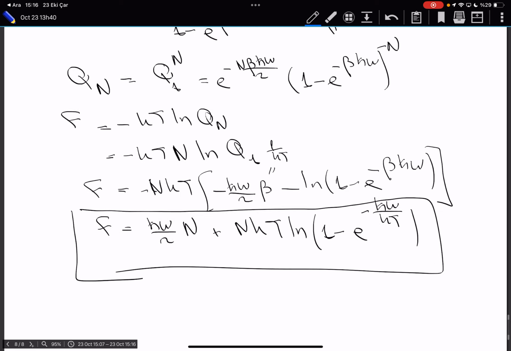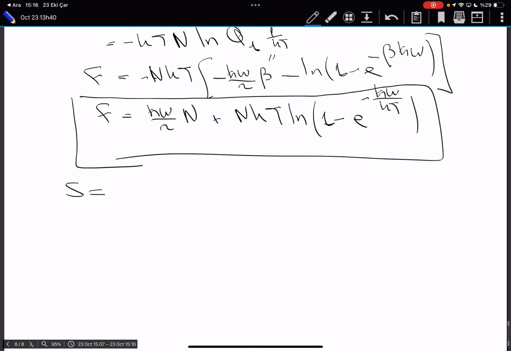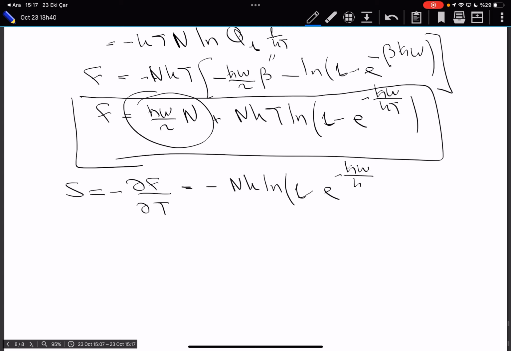I can talk about the entropy. The entropy will be minus the derivative of free energy with respect to temperature. Well, you see, this is nothing but the zero-point energy of n oscillators. So the free energy also has that term. Well, the entropy will be the derivative with respect to temperature. That will be minus nk times logarithm of 1 minus e to the power minus h bar omega over kT.